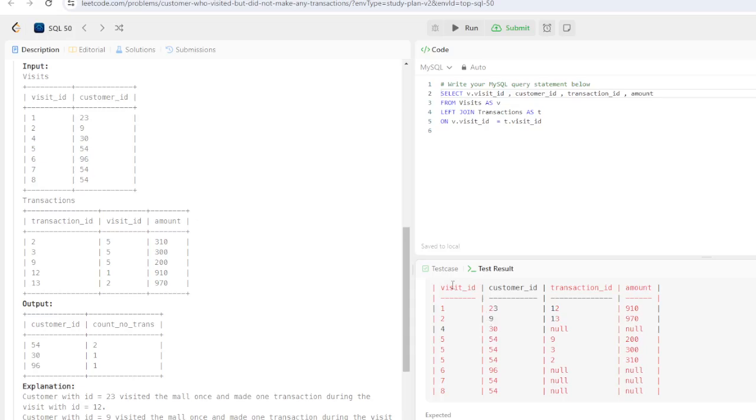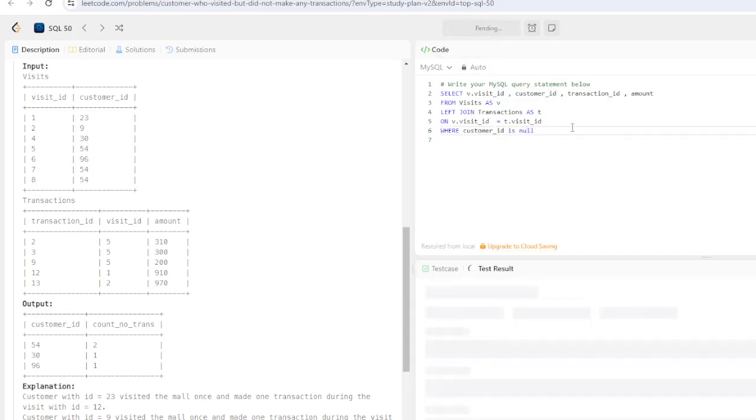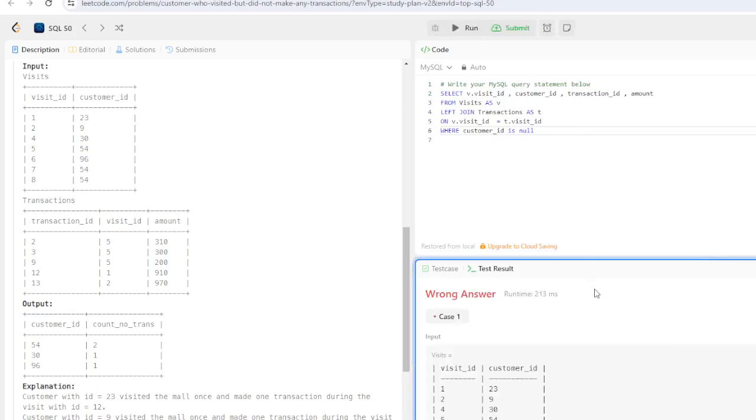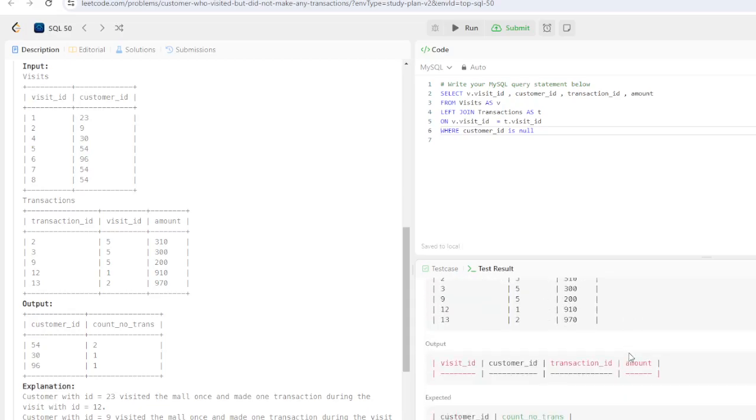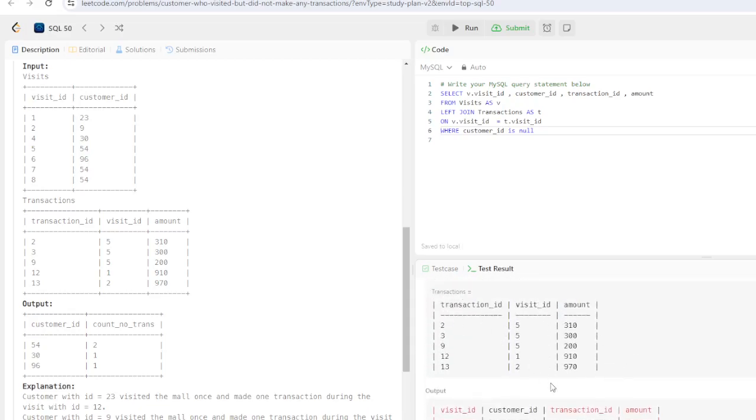So we can easily filter down these rows. We can say where the transaction id is null, because I want those customers. So I can say where the customer id is null. You can also say where amount is null, it is the same thing. Now let me run this. Okay, now I get this as my output.